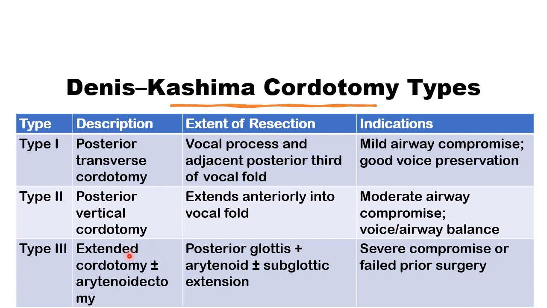In the type 3, this would be used in severely compromised airway, or if the previous surgery for type 1 or type 2 had failed. Usually it's the extended cordotomy plus the partial arytenoidectomy, and this would give a poorer voice but a better airway.